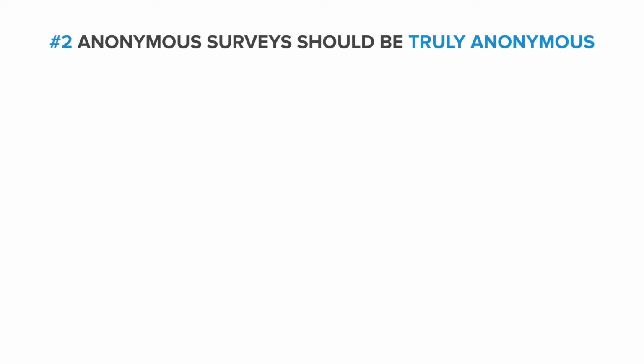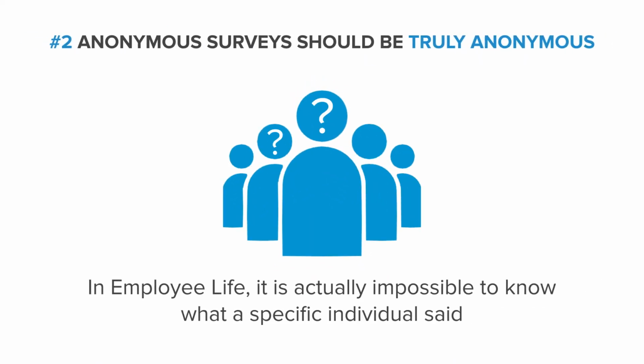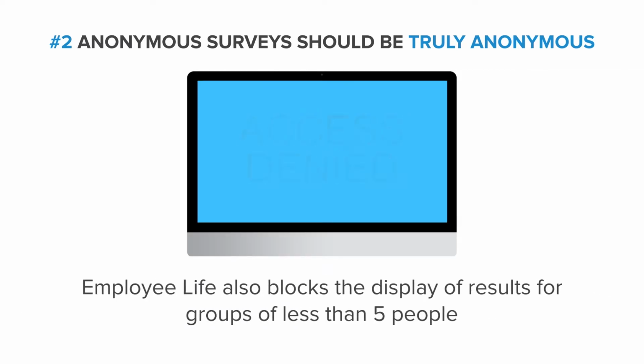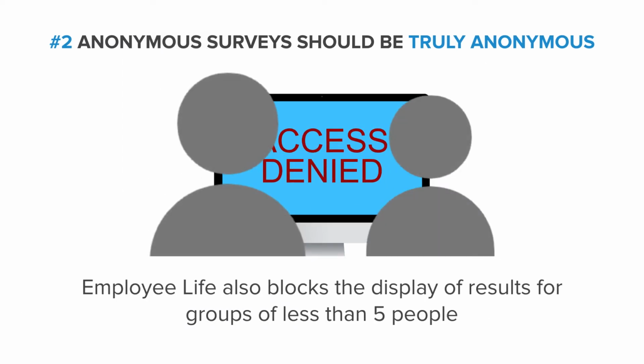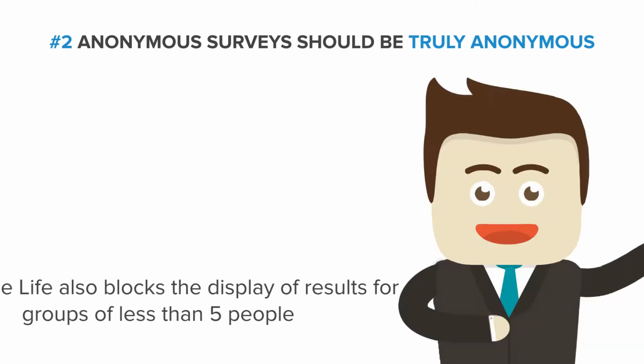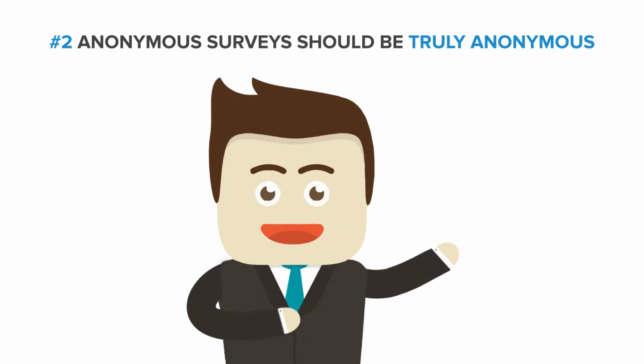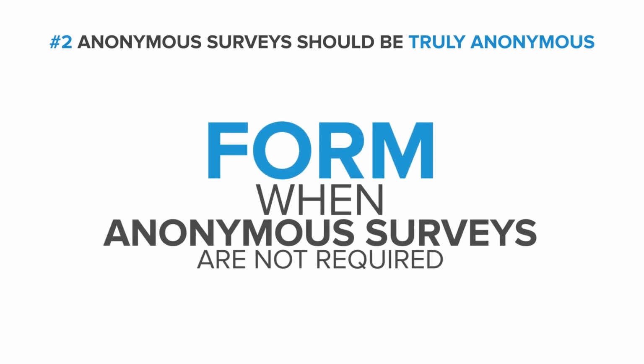With Employee Life, survey responses are truly anonymous. It is actually impossible for anyone to dig into the data and see what a specific individual said. Employee Life also has a feature that blocks the display of results for groups of less than 5 people. It's worth noting that it's also possible to conduct a different type of survey that we call a form, which is for situations where anonymous surveys aren't required.